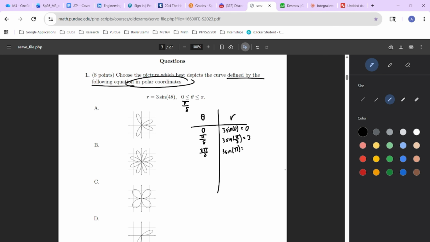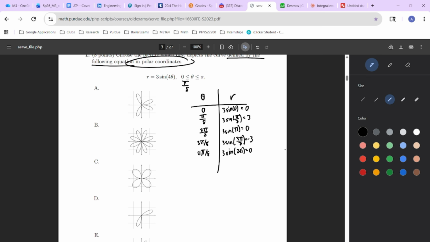That would be back to 0. Then we do 3π/8. I'm shifting how the fraction looks so we have more space to work with. That'd be 3 sin(3π/2), which would be negative 3. And then this process continues over and over again until we reach the upper bound of π. So this would be 4π/8. This would be 3 sin(2π), which would again be 0.